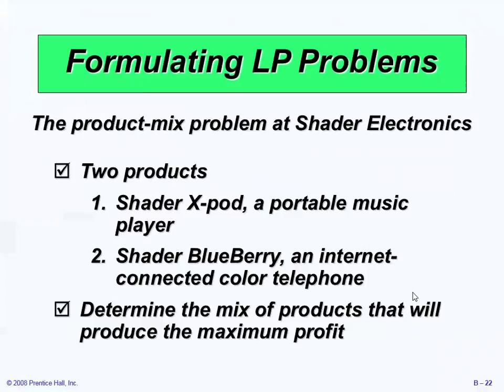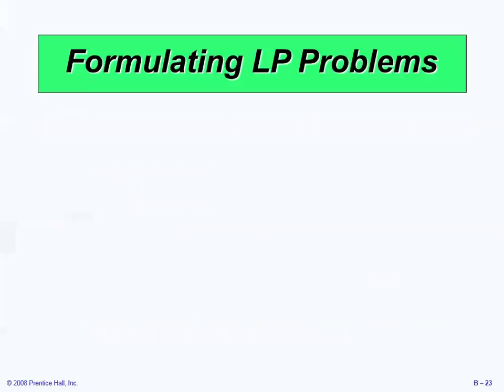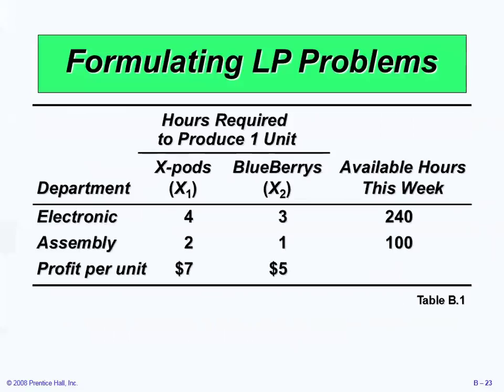So last time we had talked about this problem in detail. So we were looking at the product mix problem at Shader Electronics. They can produce two products. One is called the Shader X-Pod, which is a portable music player, and Shader Blueberry, which is an internet-connected color telephone. And we have to determine the mix of products that maximizes total profit. Okay? Now, what is given to us is this data.